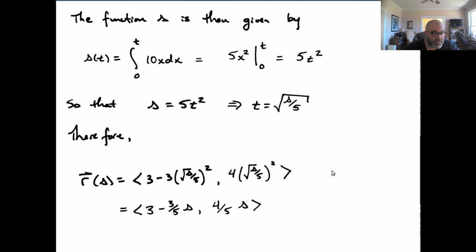So this has been a little bit of a straightforward, easy calculation for reparameterizing with respect to arc length.